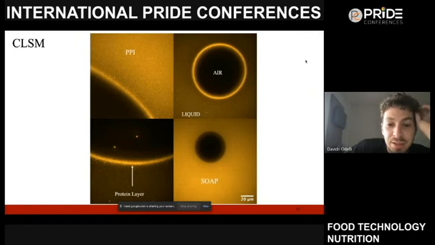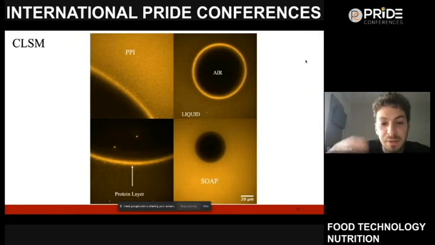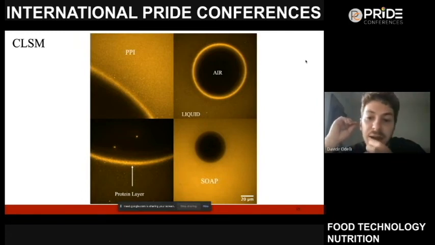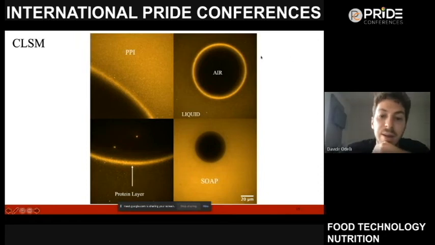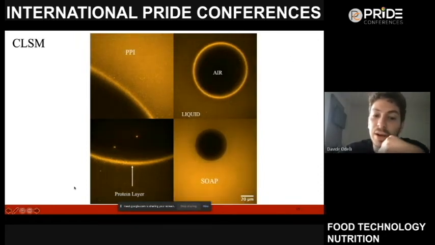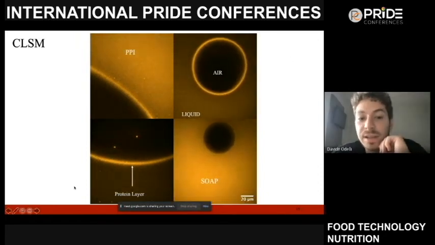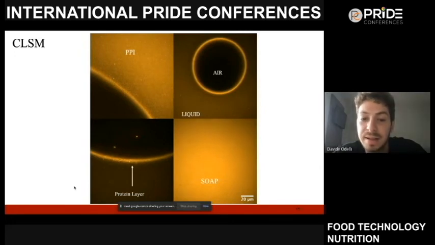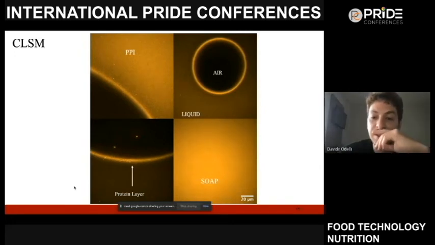To be sure that this layer was made of proteins, we also compared it with general soap foam, and here we can see from the bottom right image that there is not this fluorescent protein layer. And movies like this one were recorded, where we can clearly see the protein particles interacting between them at the interface of the two phases.